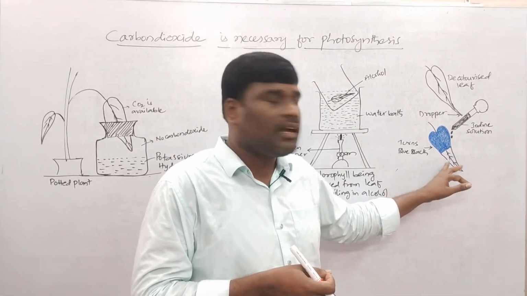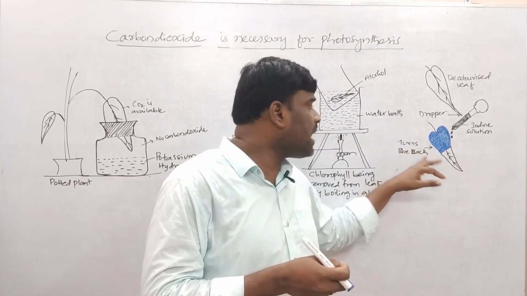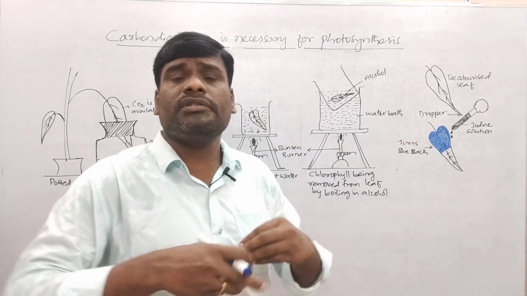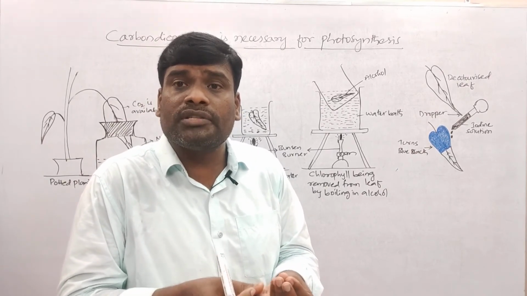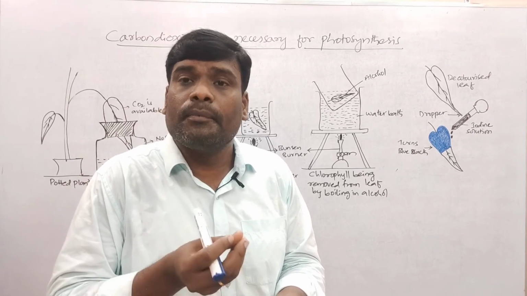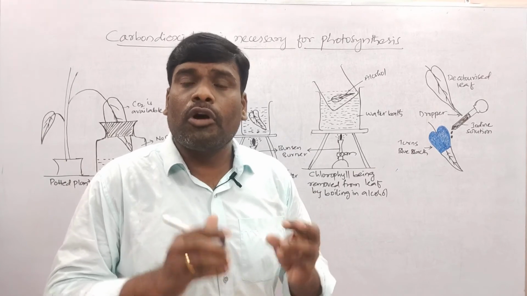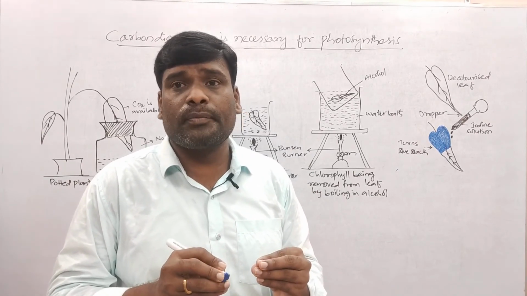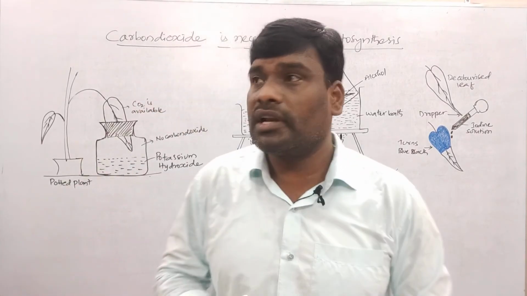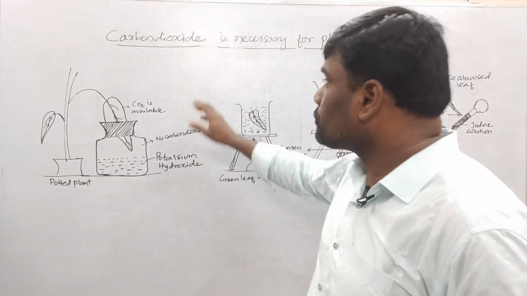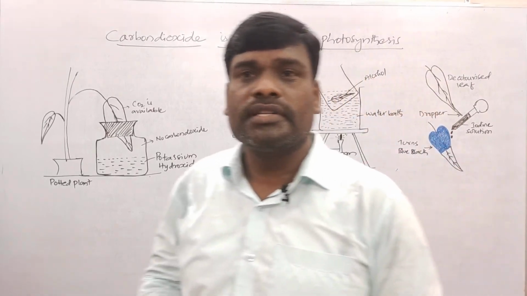So why is it not turning dark blue black? Because there are no starch particles. It couldn't prepare starch because there was no carbon dioxide in the bottle. So by this experiment, children, we can prove that carbon dioxide is very essential for the process of photosynthesis. This is a simple experiment that shows carbon dioxide is necessary for photosynthesis, children.